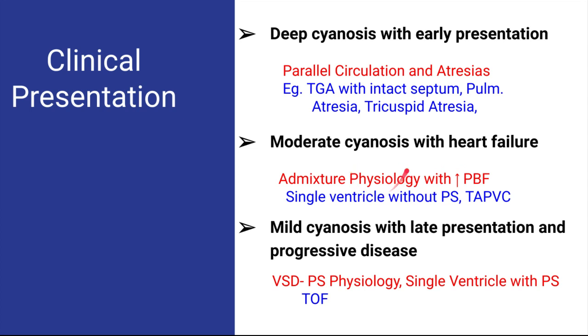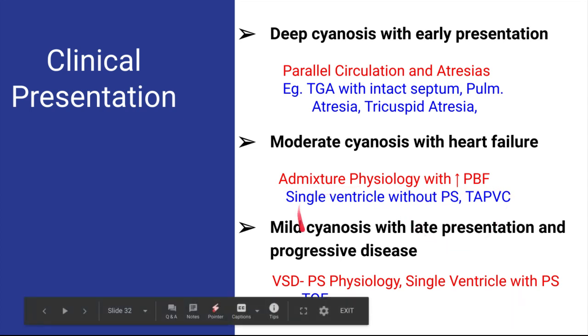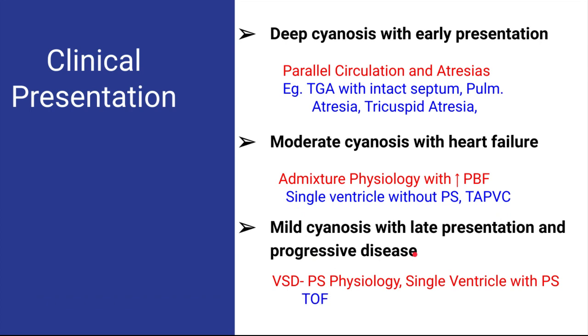So these are admixture physiology, like a single ventricle without PS, and TAPVC. Then the third category is mild cyanosis with late presentation and progressive disease. These are VSD-PS physiology, typically TOF, and single ventricle with decreased pulmonary blood flow, when the single ventricle is associated with pulmonary stenosis.